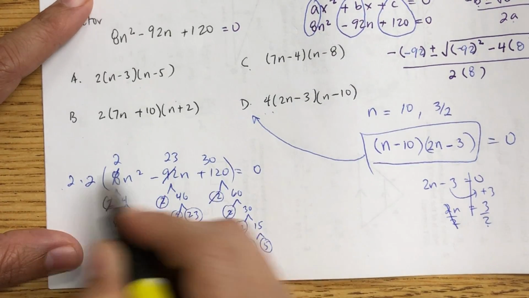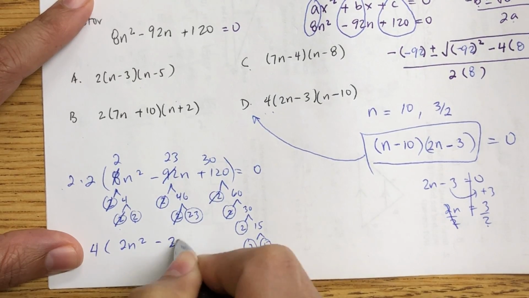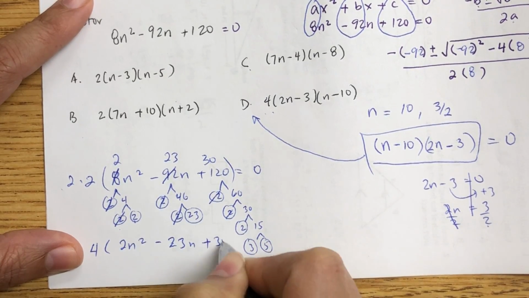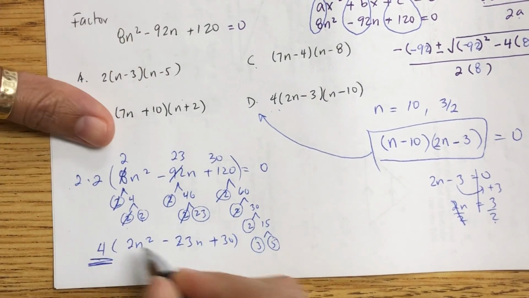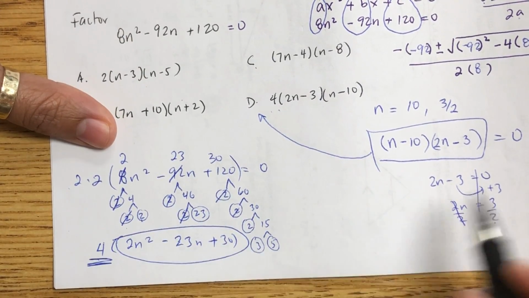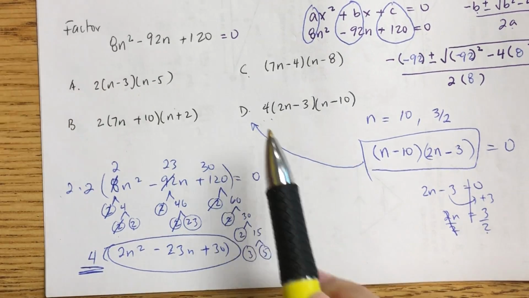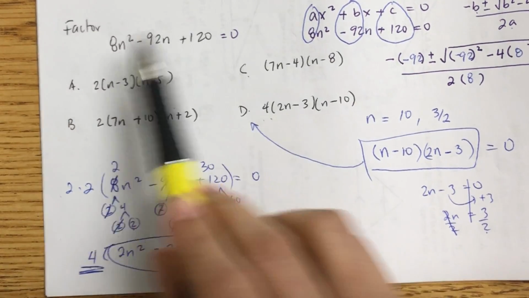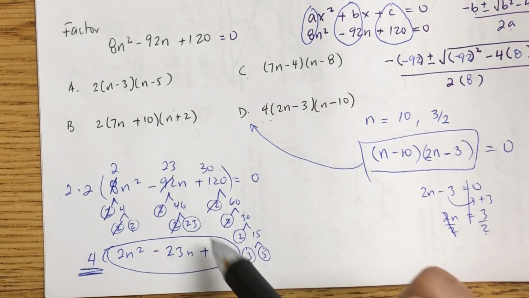Okay, so now this is it simplified. So this is 4 times 2n squared minus 23n plus 30. Okay, so that's where that 4 comes from. And when you solve this in the quadratic equation, you get these same numbers. That's why there's a slight difference. So technically, when you're factoring, you take out your greatest common factor, and then you do the quadratic. But we don't need to because it's multiple choice.